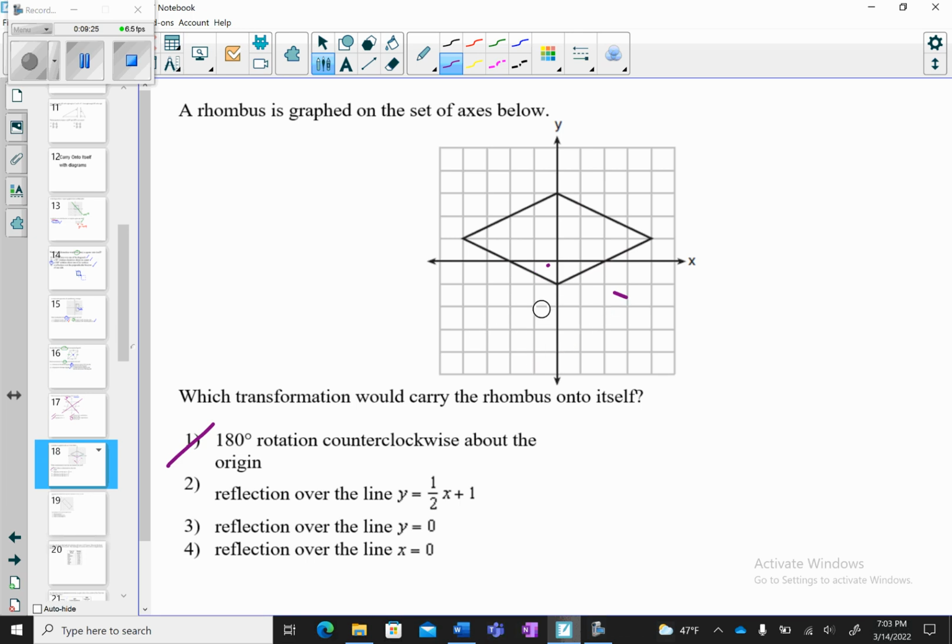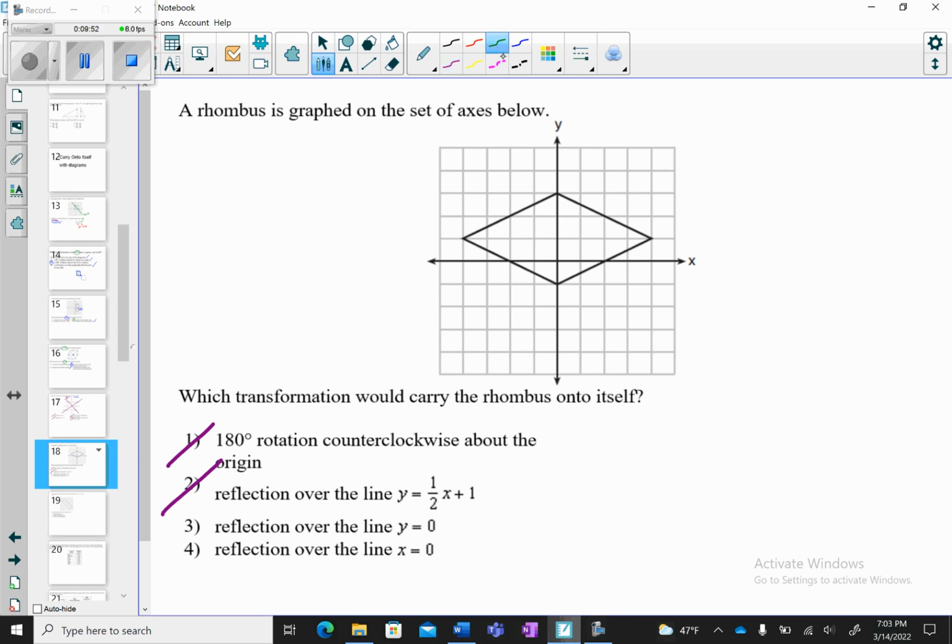Next, if I look at a reflection over the line y equals 1/2 x plus 1. So here's plus 1, and I have to go up a half. Up 1, over 2, up 1, over 2. This is going to be your line. If I reflect over that line, it's not going to work. It's not going to lay exactly on top of each other. So that one's out as well.